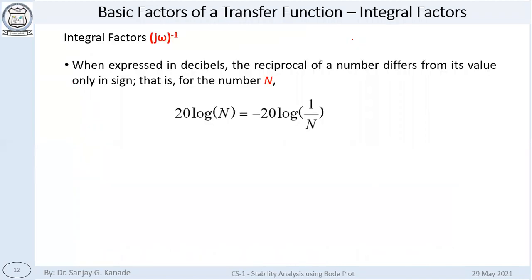Now, what about the same factor with S in the denominator, means an integral factor? So again, we have the same formula, 20 log n, but what is it now?